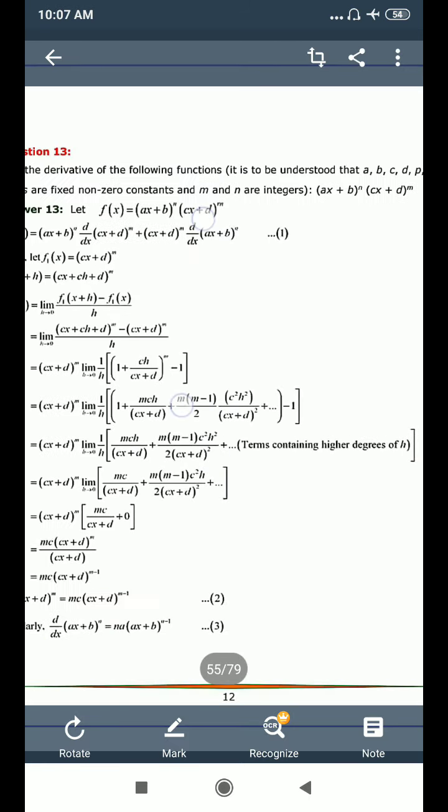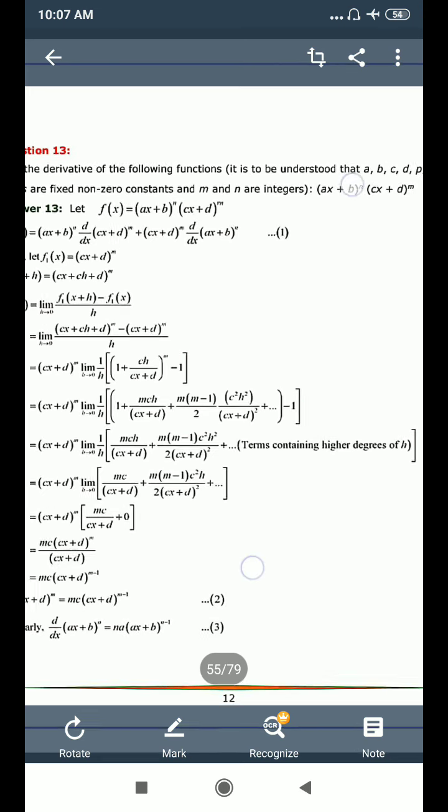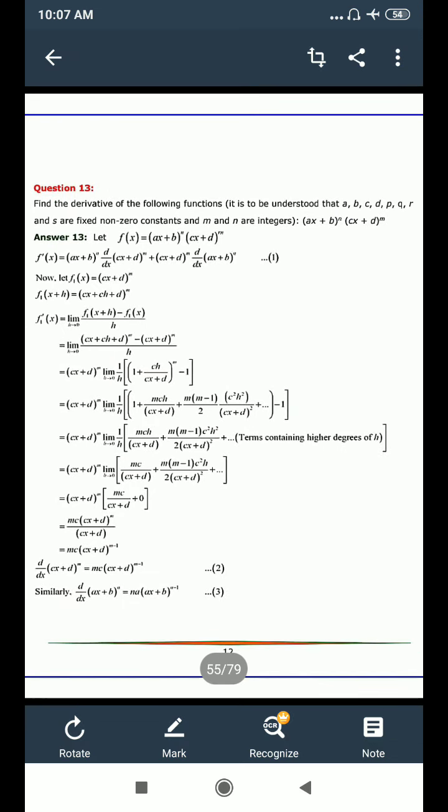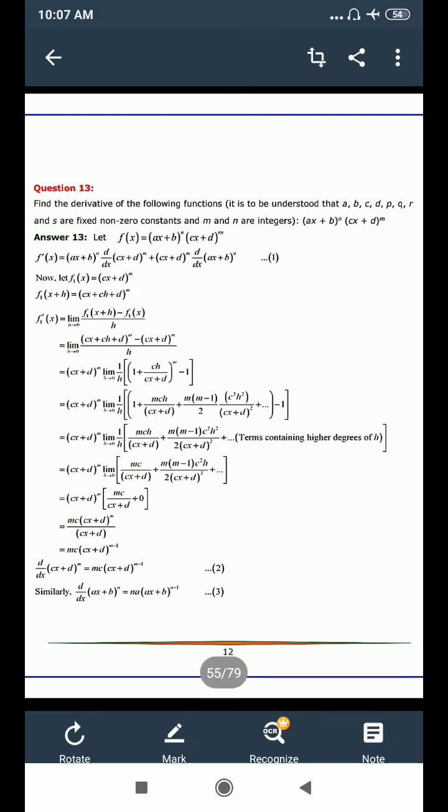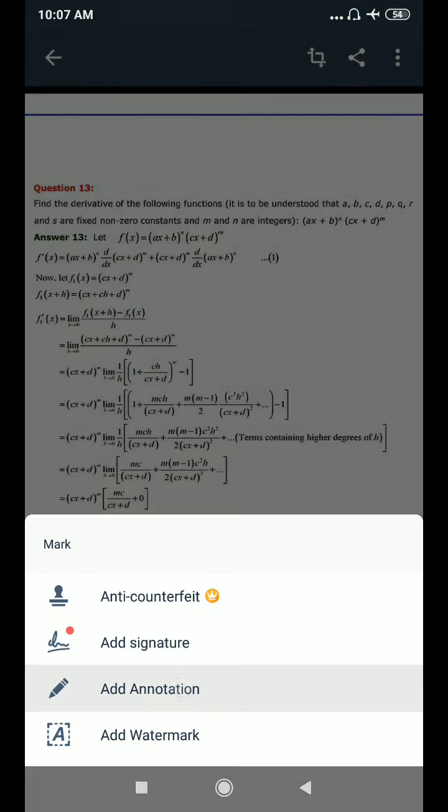Like this question is given, differentiation of (ax + b)^n into (cx + d)^m. Now how to differentiate it? Actually we'll use the chain rule. The first function as it is, differentiation of second function. Now the second function as it is, differentiation of first function. So I will explain how to solve it.